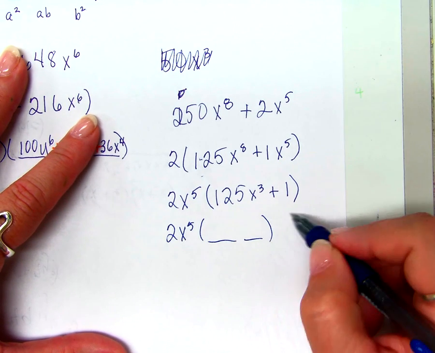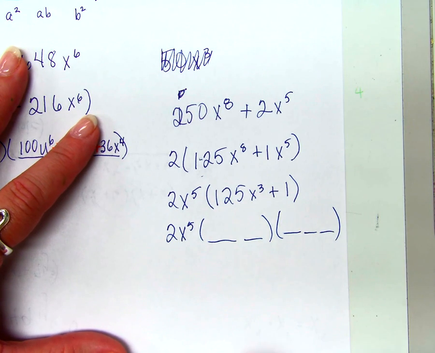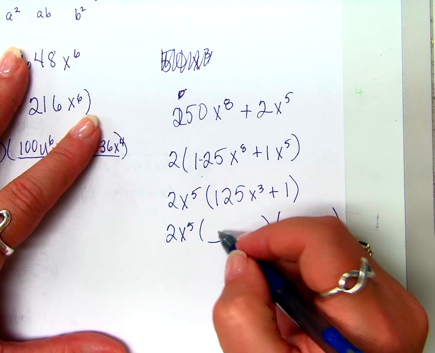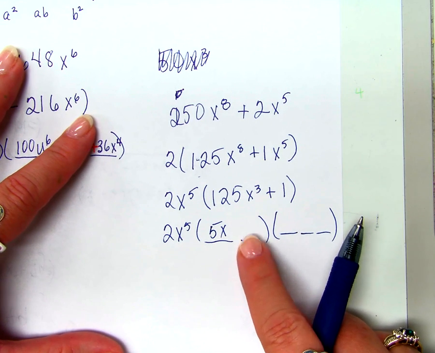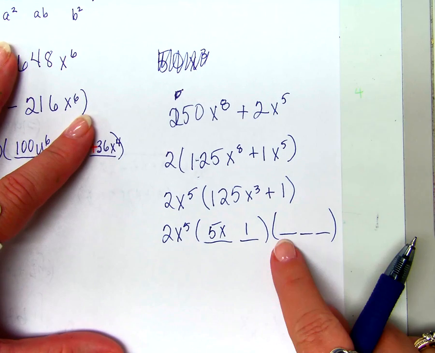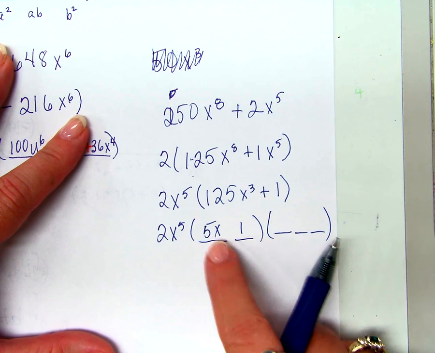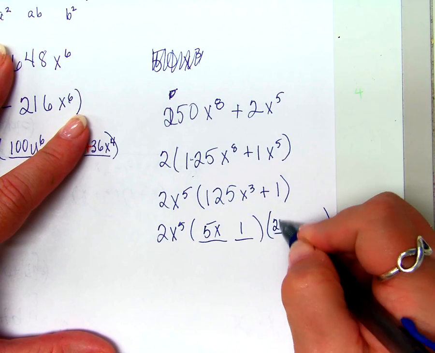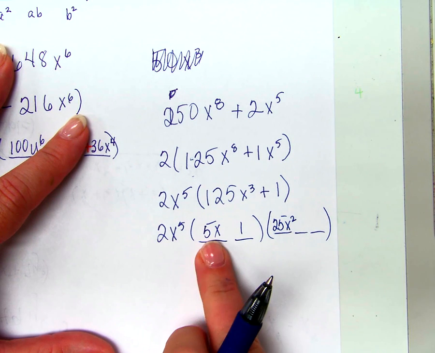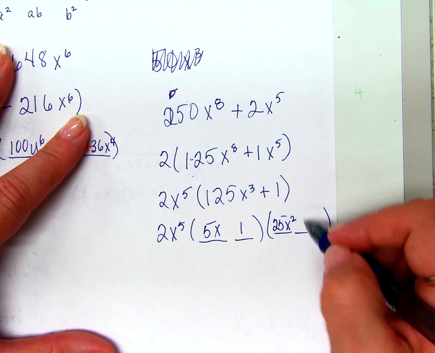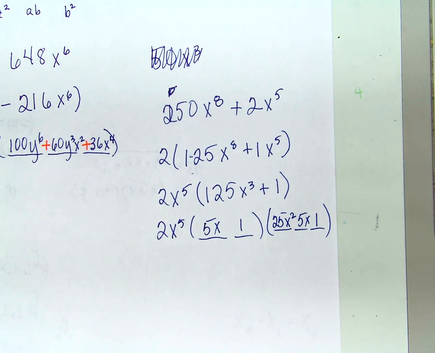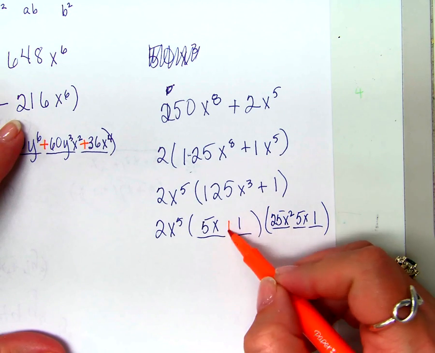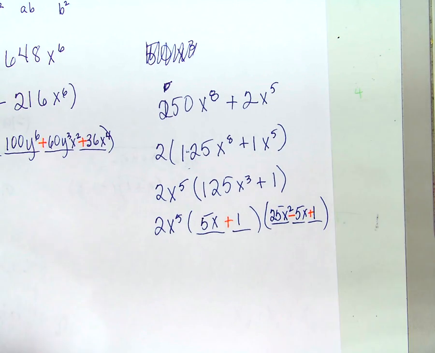So I need a binomial and a trinomial. What goes here? 5x. What goes here? 1. What goes here? Square the first term. 25x squared. Multiply the two: 5x. And square the last term: 1. And how do the signs go? Positive, positive, negative, positive. Good job. Does that make sense?